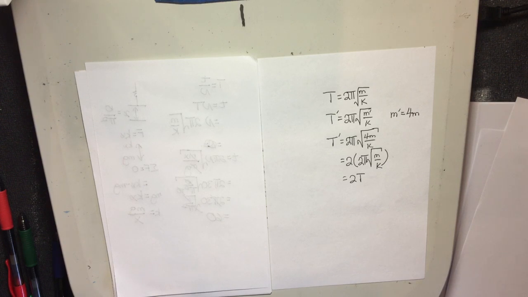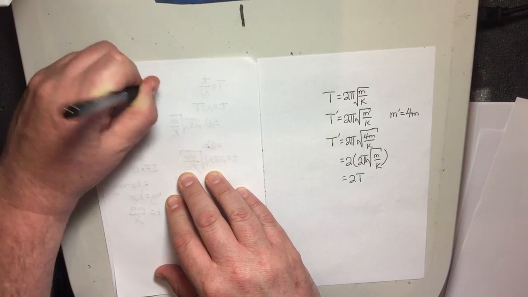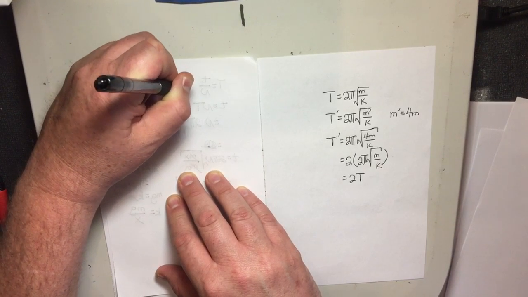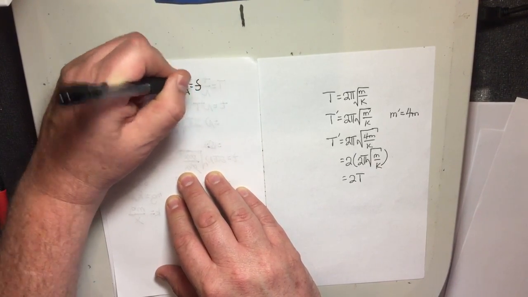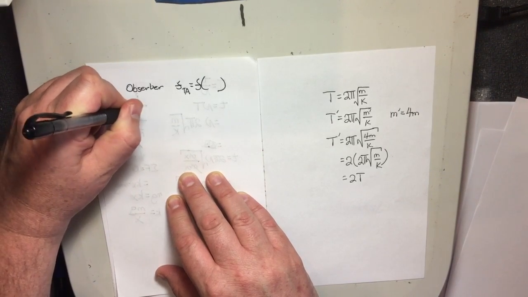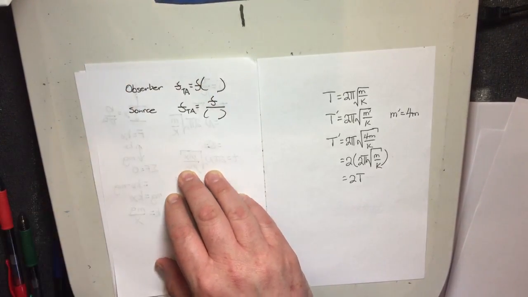The source is moving towards an observer. We're going to clarify. If it is an observer, the frequency that you hear, towards or away, the parentheses are in the numerator. If it's a source, the frequency is in the denominator.